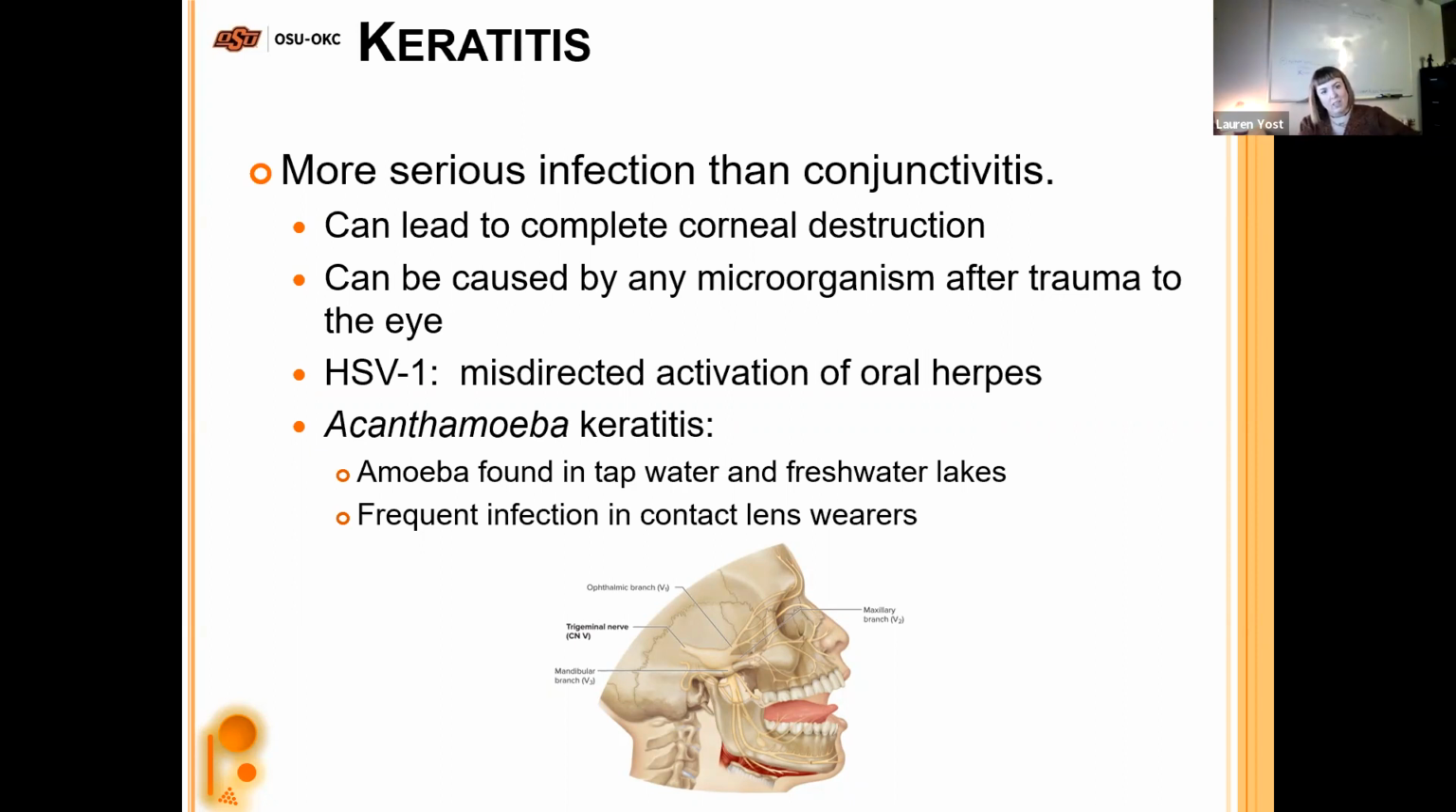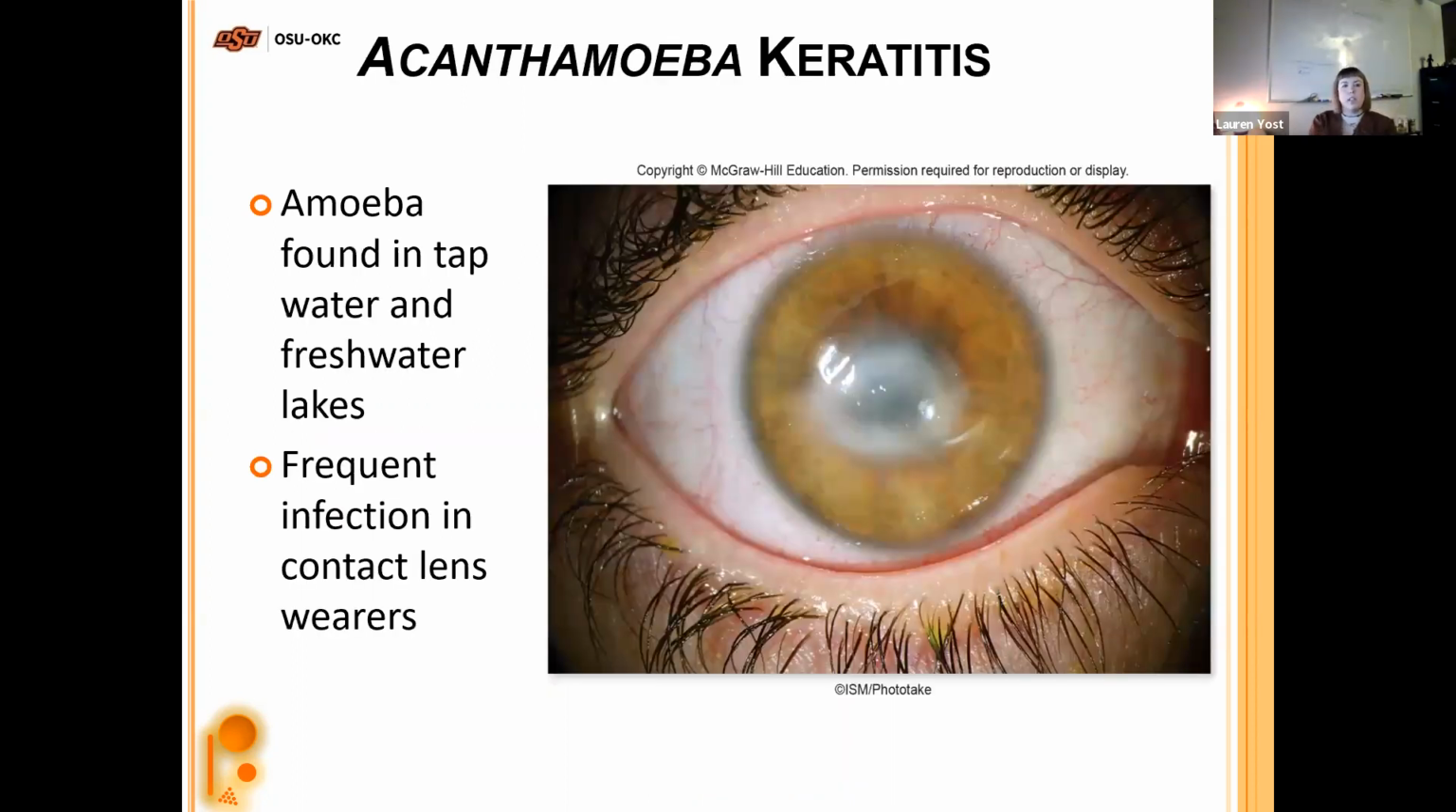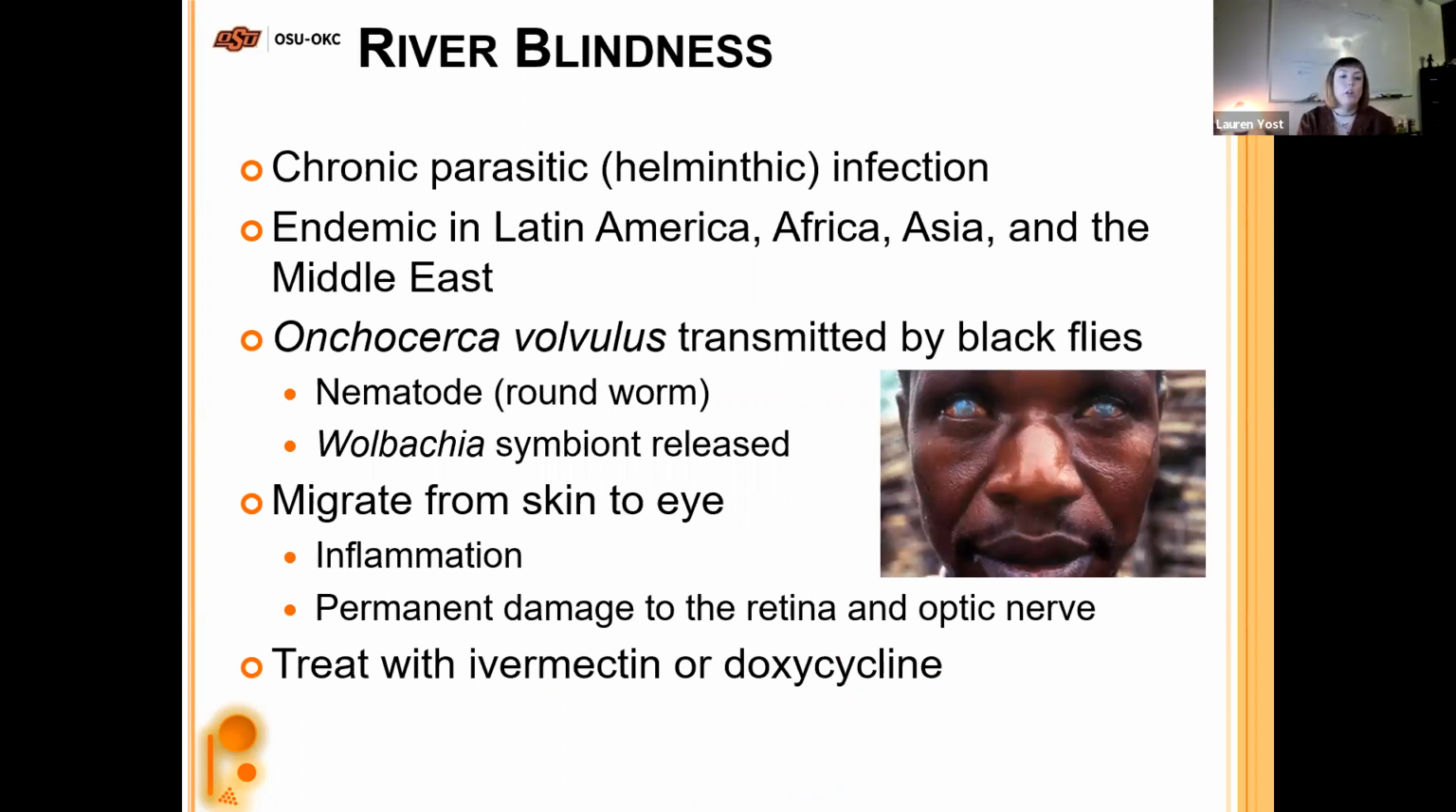We also can have acanthamoeba. Acanthamoeba is an amoeba, which is a protozoan found in tap water and freshwater lakes, and it can cause keratitis and lead eventually to complete corneal destruction. It's often found in contact lens wearers, people who are not changing their contact fluid often enough or treating their contacts adequately. You're rinsing it under your sink water and not putting it into your sterilizing solutions. Maybe consider that. This is acanthamoeba keratitis, found in tap water and freshwater lakes, frequent in contact wearers. It doesn't always lead to that horrible of an effect, but it can.